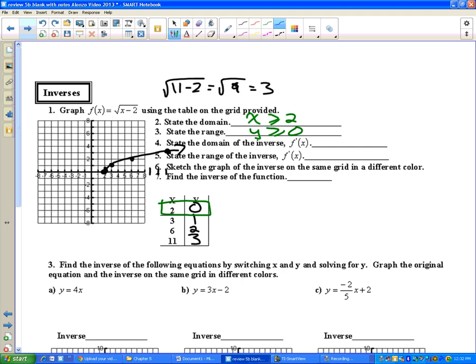Remember, if I'm doing inverse, I switch x's and y's. So x is greater than or equal to 0. Y is greater than or equal to 2. Sketch the graph of the inverse on the same grid in a different color. I'm going to go ahead and use red. Remember, the inverse, I switch x and y, so 2, 0 becomes 0, 2. 0, 2 is right here. 3, 1 becomes 1, 3. So this is 1, 3. 6, 2 becomes 2, 6. And 11, 3 becomes 3, 11.